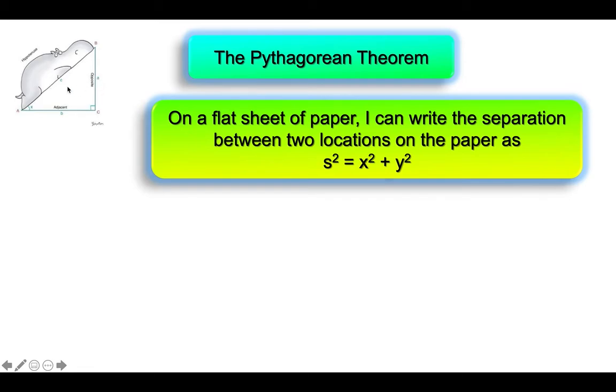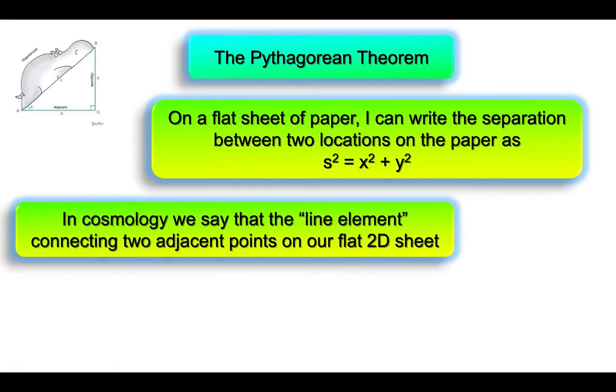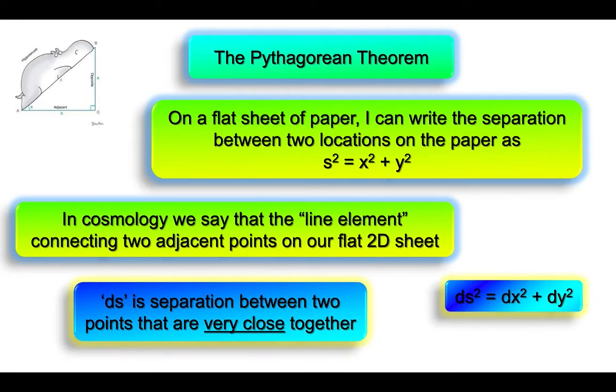So instead of a, b, and c, I am using x, y, and s to describe the lengths of the sides of my triangle. I'm not really doing anything different than what I had in the previous slide. I'm just changing the symbolism of the letters to match what I'm going to be writing more often. Now, in cosmology, we would say the line element connecting two adjacent points on a flat 2D sheet is given by ds squared equals dx squared plus dy squared.